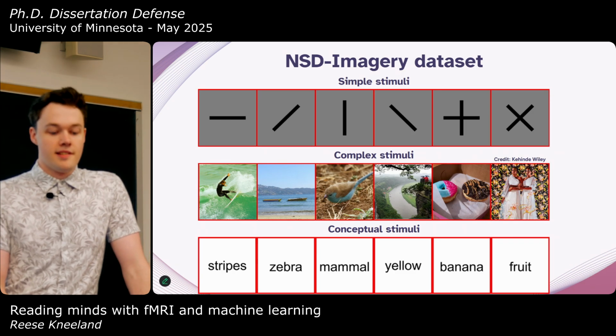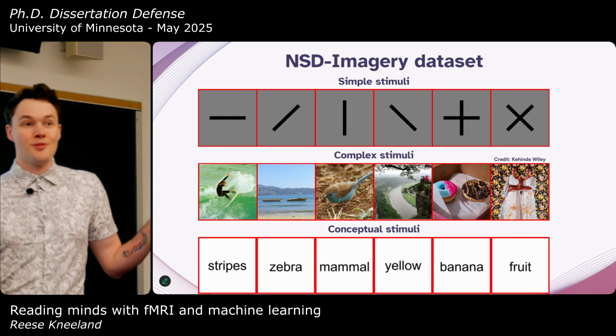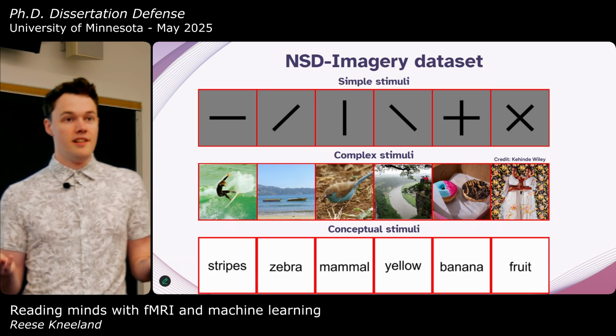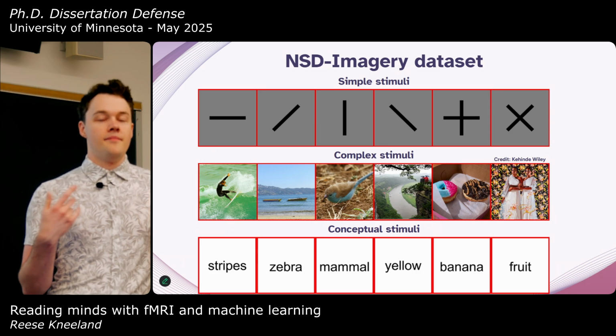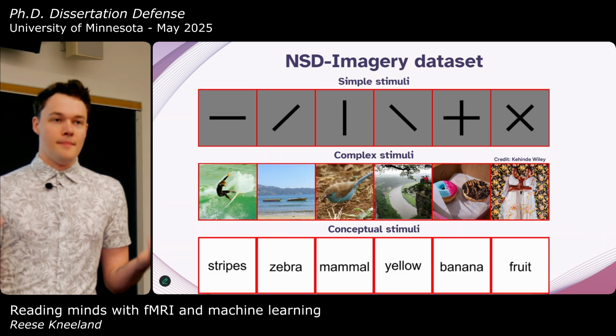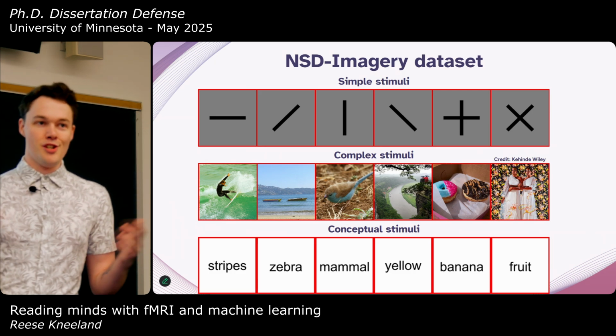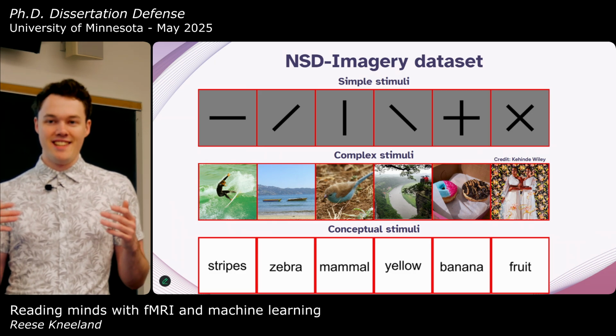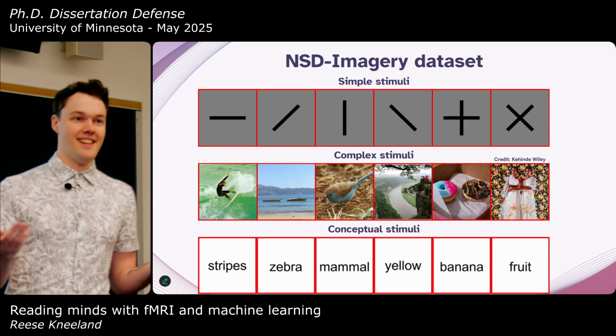And then our final stimulus type was what we call conceptual stimuli, where instead of showing people a word, or instead of having people imagine a memorized image, we have them memorize and imagine a target concept. So instead of showing you an image of a banana, we would just say, imagine the concept of a banana. And so it's less constrained.